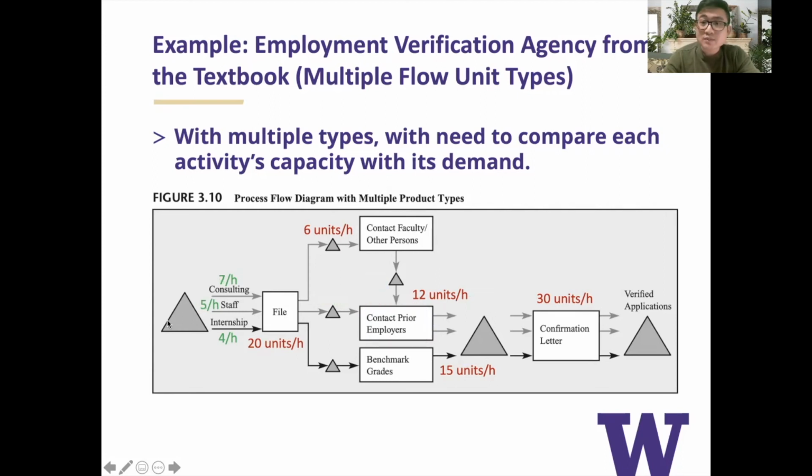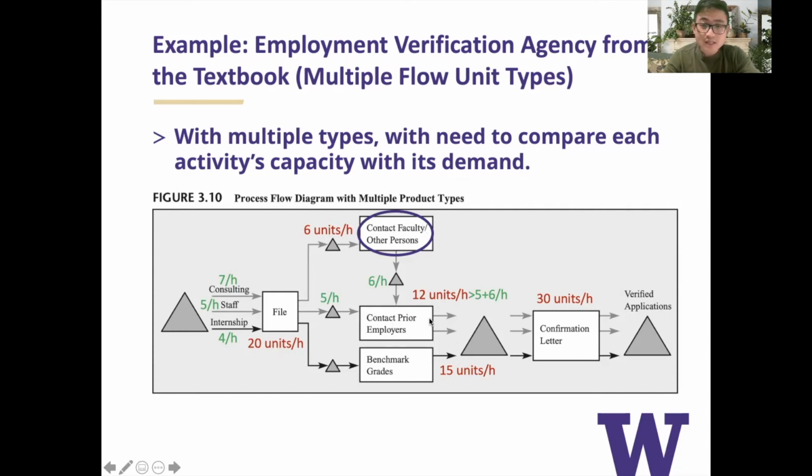And what if we change assumptions? Let's say now we have 7 applications for consulting per hour and then 5 applications per hour for staff. And we have the same number of applications for internship, which is still 4 per hour. Then what's the bottleneck? So clearly here, this contact faculty or other persons resource cannot handle 7 per hour. It can only handle 6 per hour.